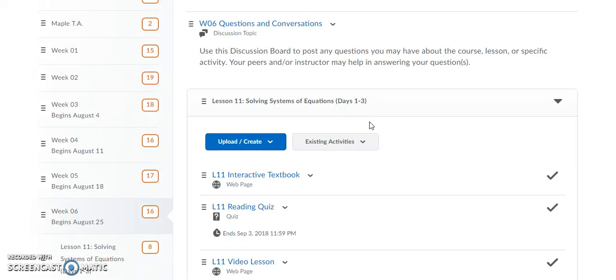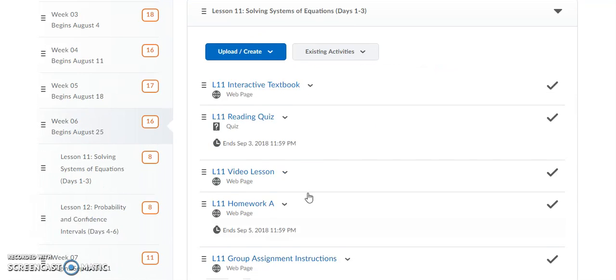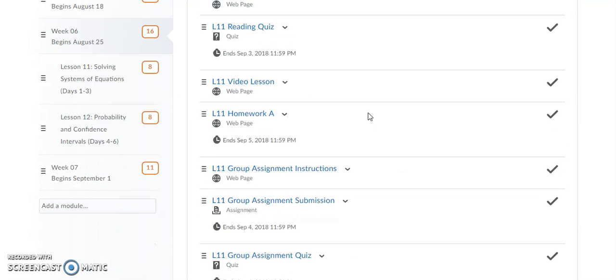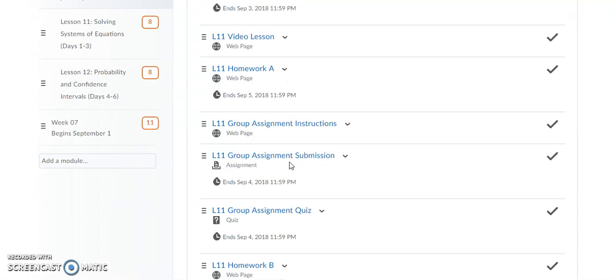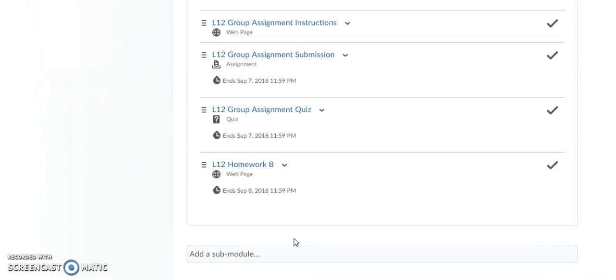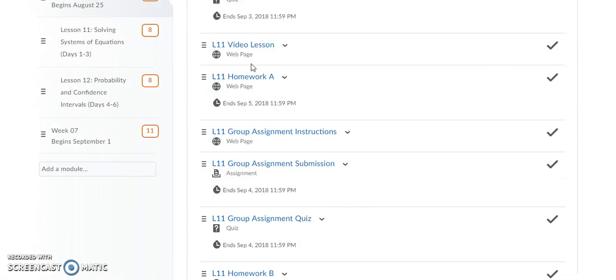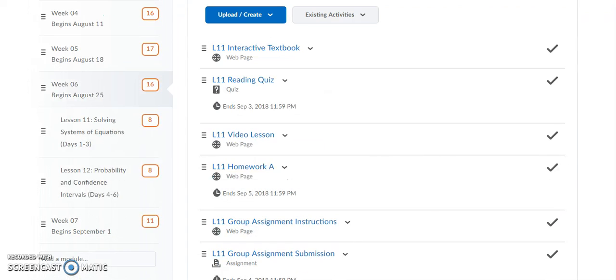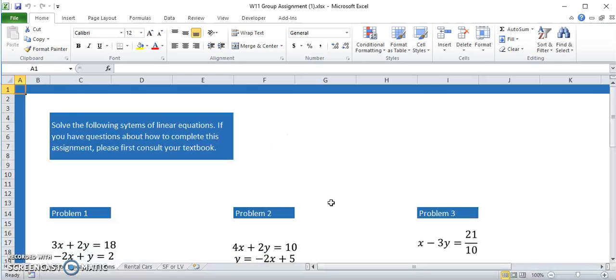So we made it to week 6, only 2 weeks left, so getting down to the end of this. This week, really nothing out of the ordinary. Just watch out for those double homeworks, homework A and homework B in both of these lessons, and then your group assignments for each of them. And so let's take a look at those group assignments.